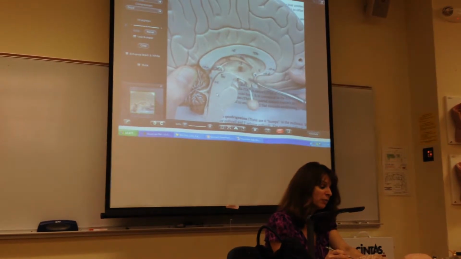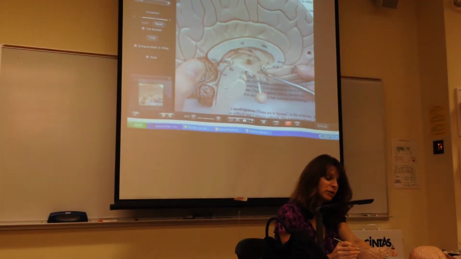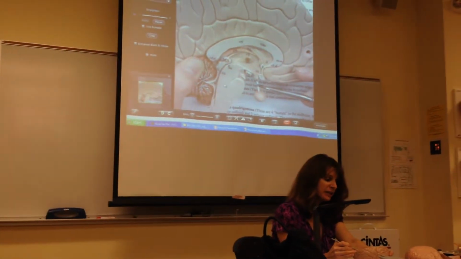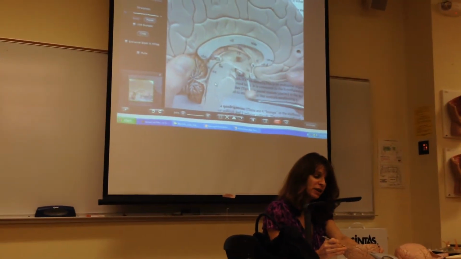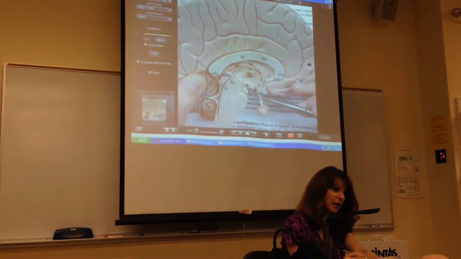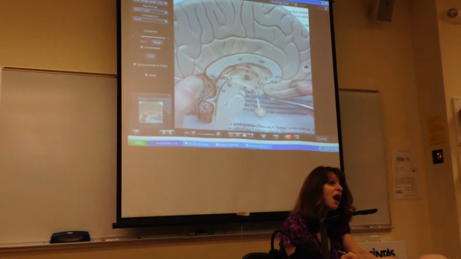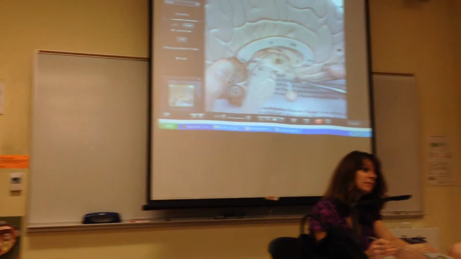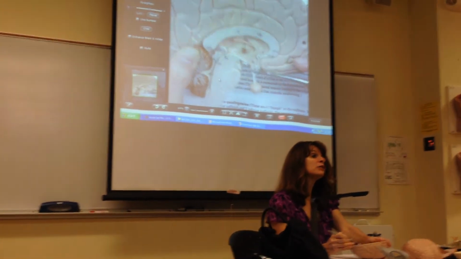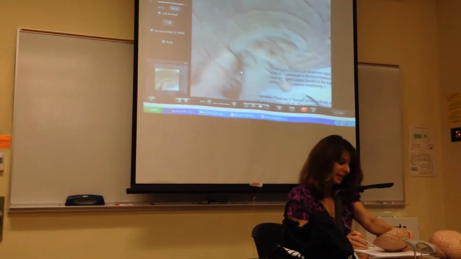So what region of the brain is this right here? Hypothalamus, number 21. What is this? Infundibulum. Over here, pituitary gland. Back here, mammillary body. In front, optic chiasm. It's where our optic nerve crosses, as we will learn next time.